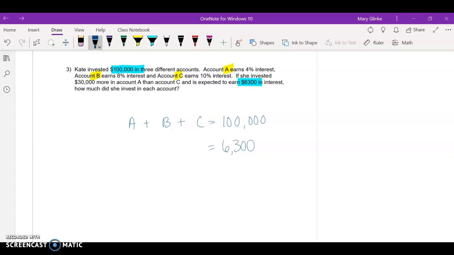And so what I'm going to do is tie the percentages on with this. So it's 0.04A, 0.08B, and 0.10C. And then we need one more equation here. We invested 30,000 more in account A than C. So we know we're going to be comparing A and C. C has to be increased by 30,000 to get to A. So that's how we would show that 30,000 more in A than C.